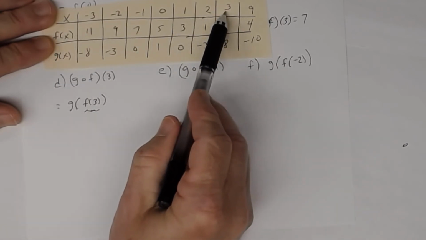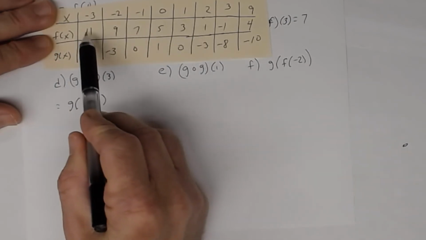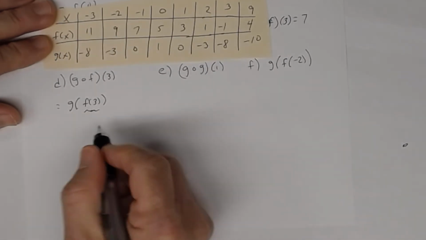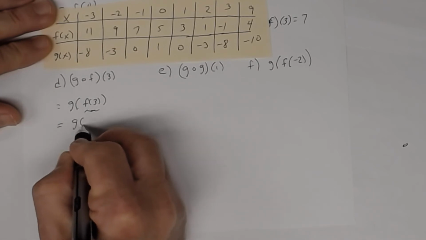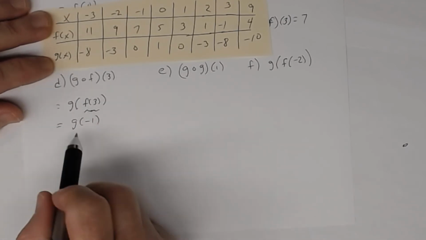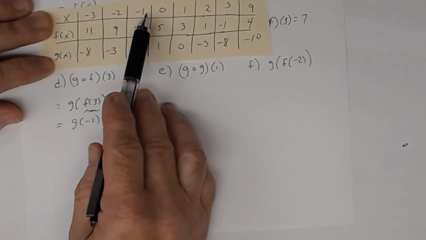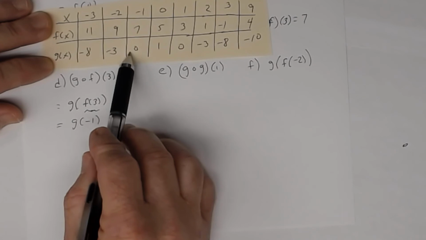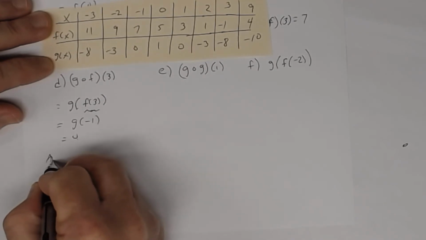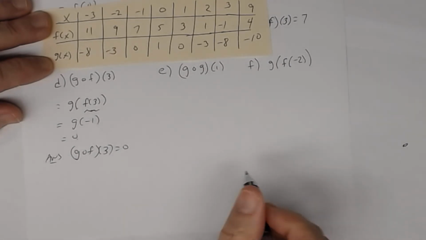So here's where x is 3. This is your f function, your function values. So f of 3 is negative 1. So this becomes g of negative 1. Now I've got to find what g of negative 1 is. So this time I go to my function g, and when x is negative 1, what's that y value? So g of negative 1 is 0. So therefore this equals this. So your answer: g composed with f at 3 is equal to 0.